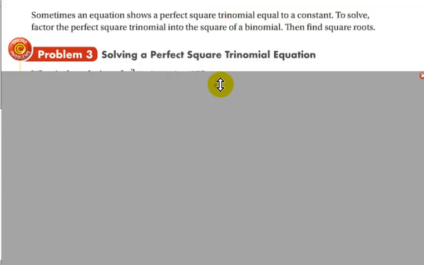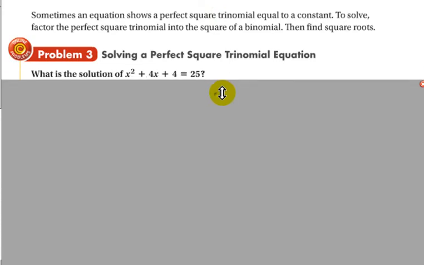It says solving a perfect square trinomial equation. So what is the solution of x squared plus 4x plus 4 equals 25? Well, can we get that to look like a x squared plus c? Sure, but I can see that a is going to be equal to 1, right? How can we do that?